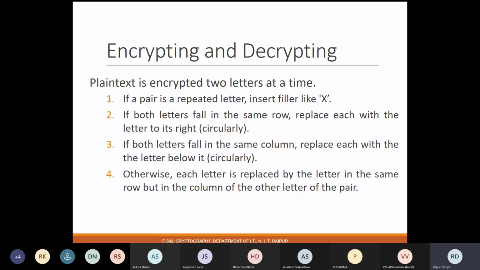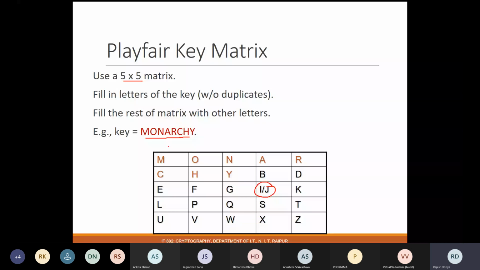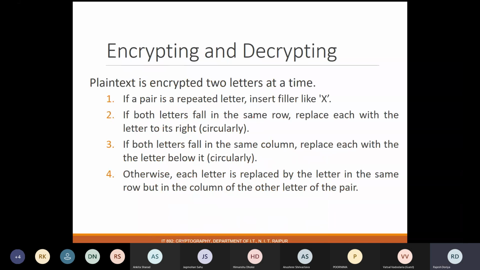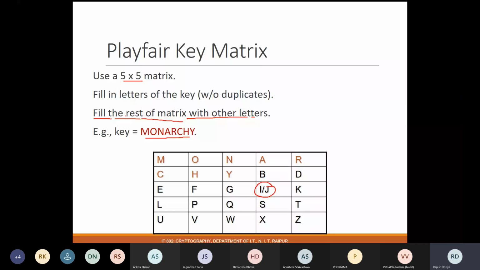of the pair. So let's say this is the message. Okay, this particular text is the message. So what your first rule says, if a pair is repeated later, insert filler like X. So as you can see in this particular, first we need to remove all the white spaces. Okay, so we'll assume that there is no white space. This is a single word, the whole sentence.